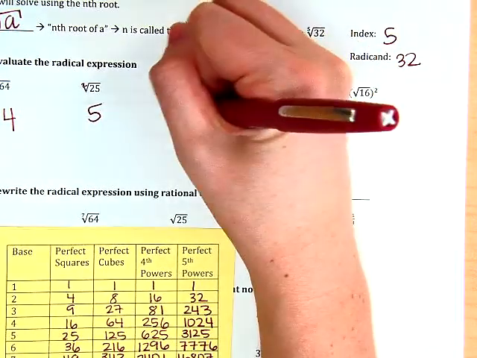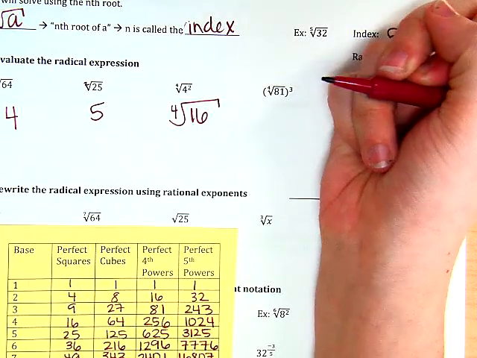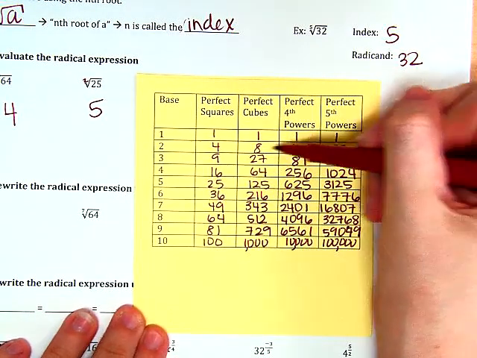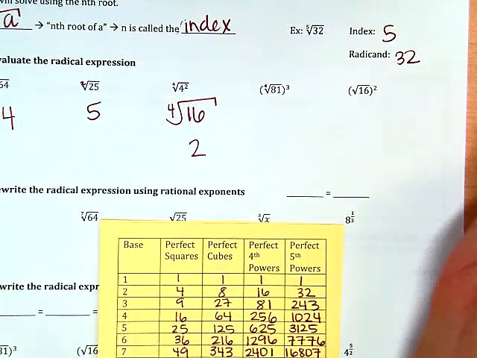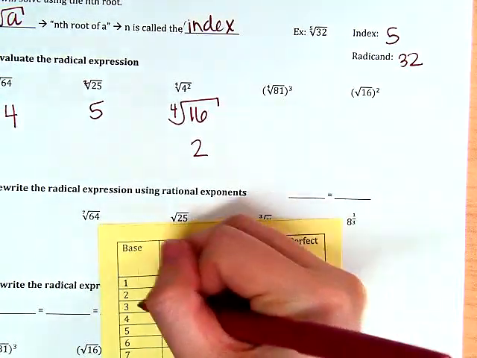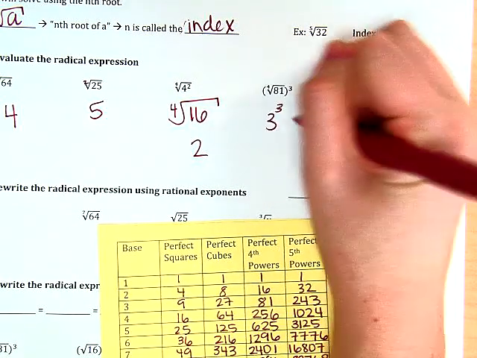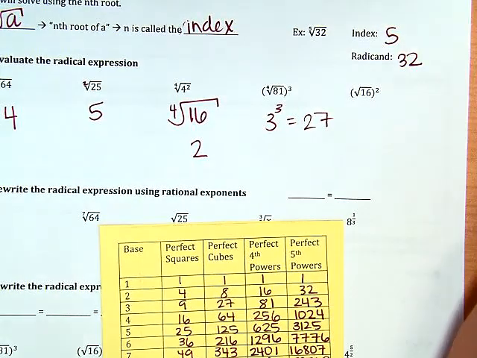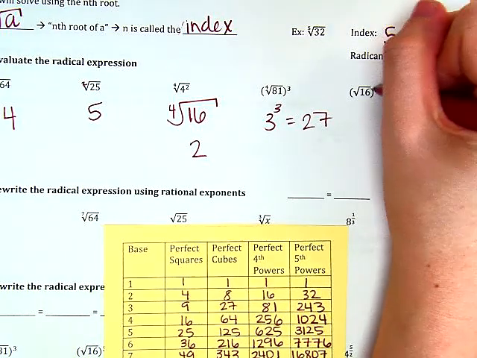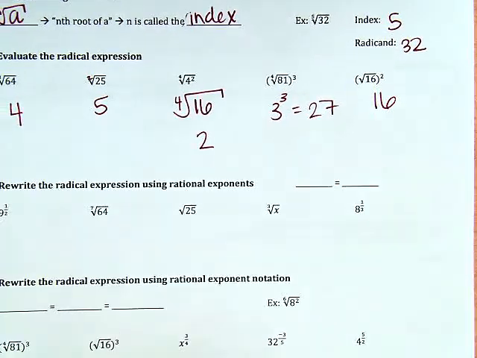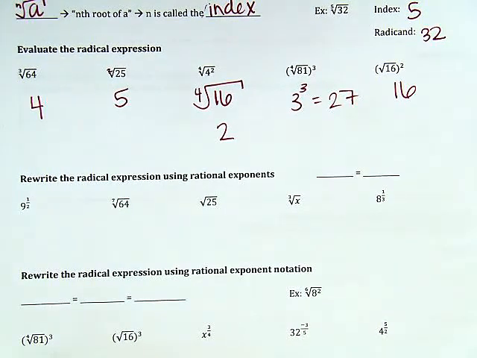Let's do the 4 squared first. So I have the fourth root of 16. Now I'm going to go down my perfect fourths until I see 16, go across, and I get 2. Same thing here, fourth root of 81, go down, across, and you get 3 to the power of 3. 3 cubed is 27. Last one, the squared and the square root cancel each other out, and I'm left with 16. So there's skill number 1.